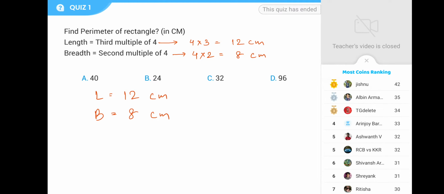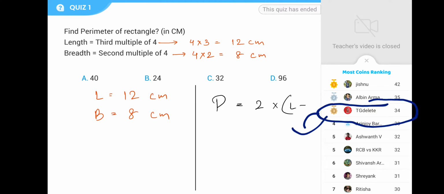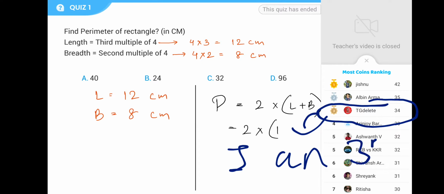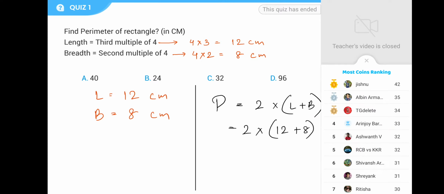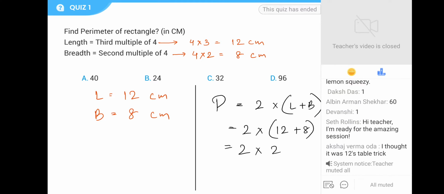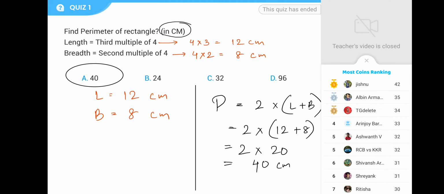Now I have to find the perimeter. It is very easy to find. The perimeter of a rectangle is 2 multiplied by (L plus B). So 2 multiplied by (12 plus 8) is equal to 2 multiplied by 20, and my answer would be 40 centimeter. But centimeter was already given in the question, so your answer should be just 40.